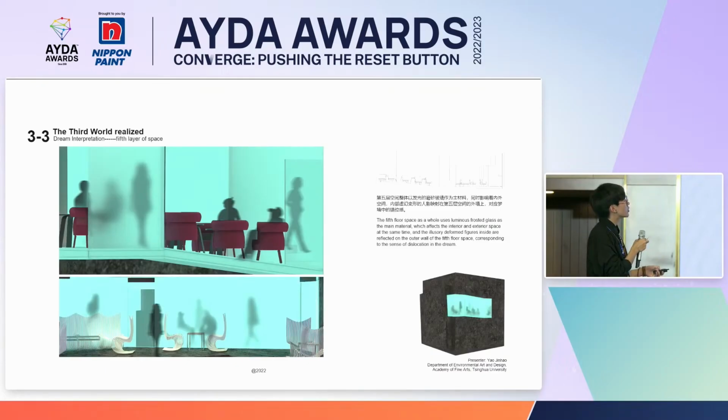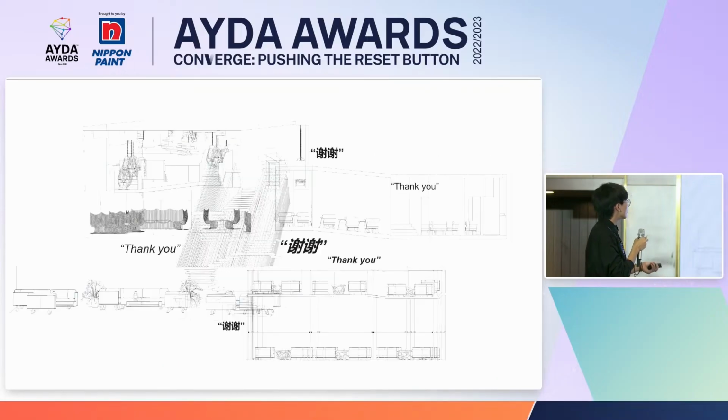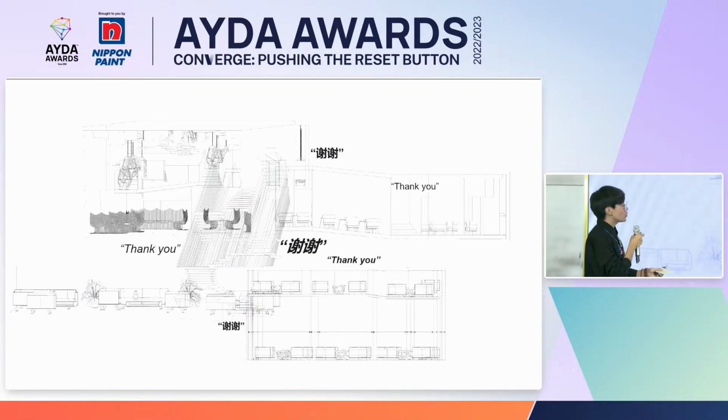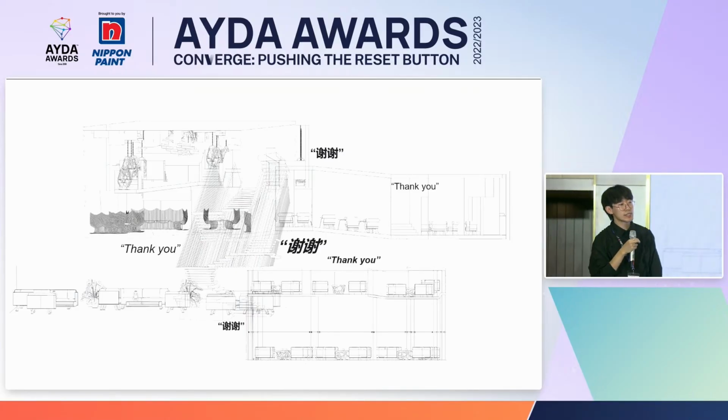So this is the fifth floor, where we focus on luminescent frosted glass throughout, which affects how the internal and the external space works. The illusory deformed figures inside are reflected on the fifth floor wall, concretizing a dreamlike sense of dislocation. And that would be all for my Edge of Dreams presentation.